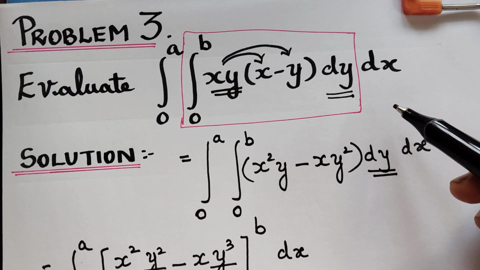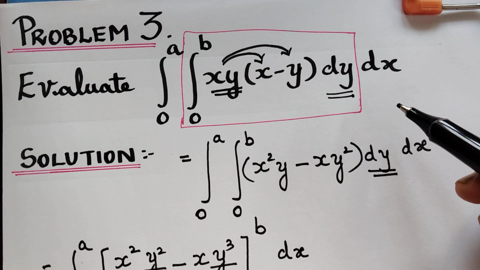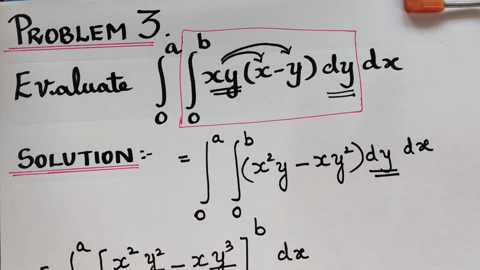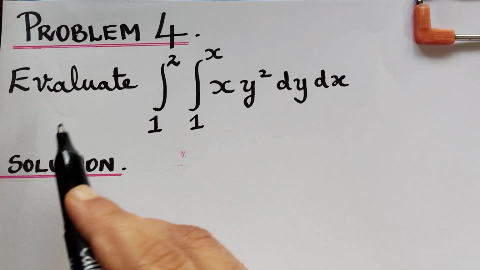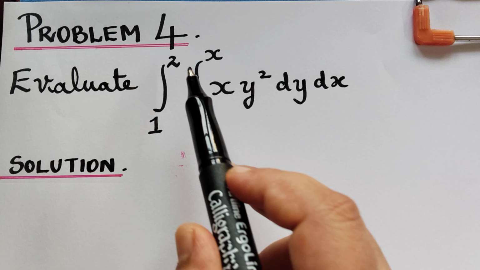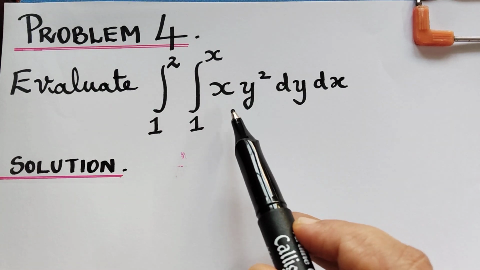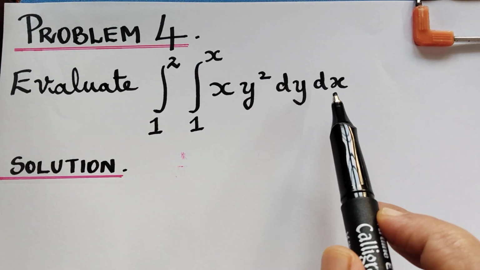We shall now perform the double integral problem 4. So we shall do now problem 4. Now here in problem 4, we have the question: evaluate integral 1 to 2, integral 1 to x, xy squared dy dx.